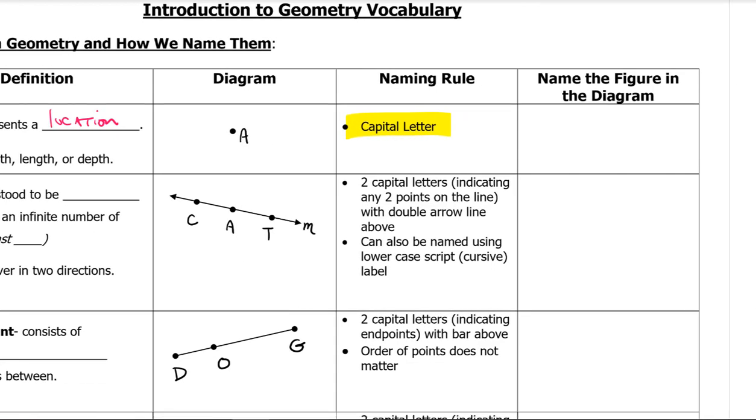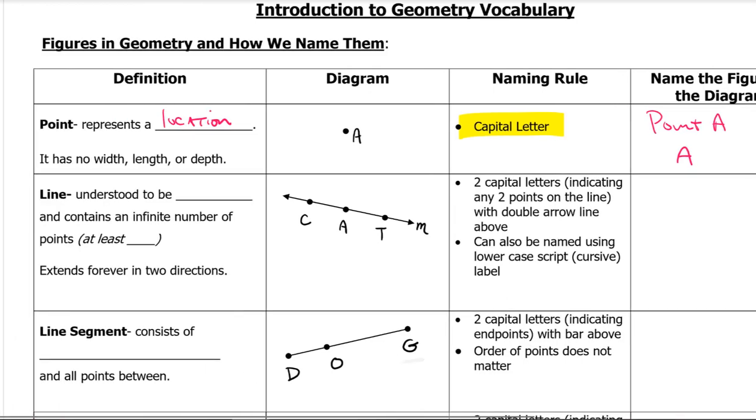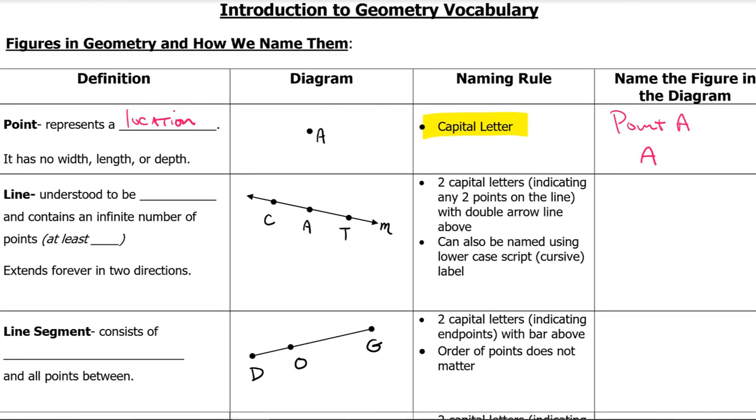You can actually use the word point, so you could say point, but then remember, capital letter, so we'd have to make sure that's capital A. And then another way that we could do it is just write a capital A without the word point in front of it. So those are your two options for naming the figure that's in our first diagram.